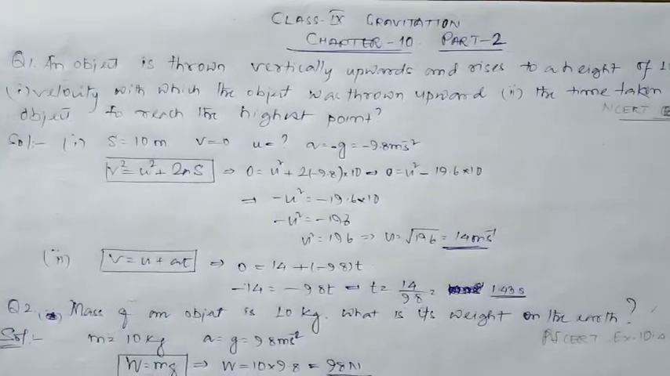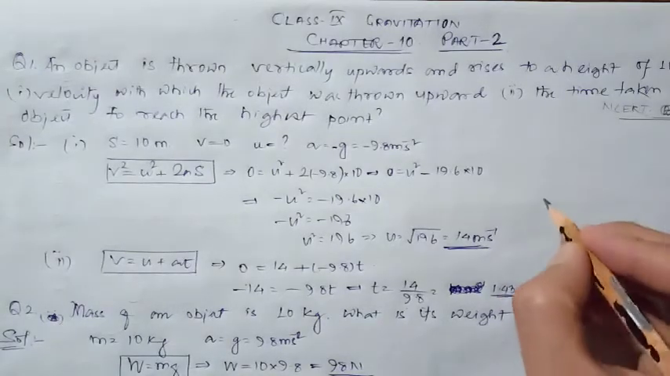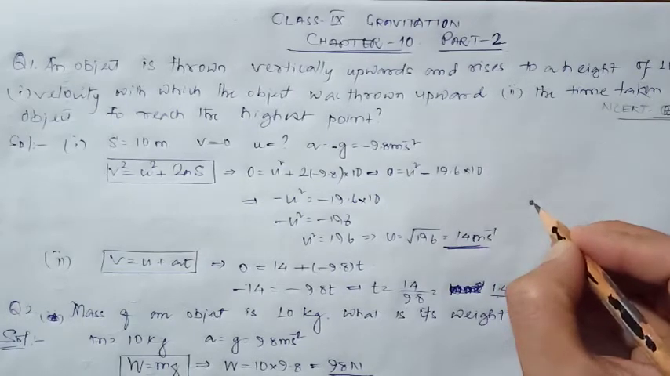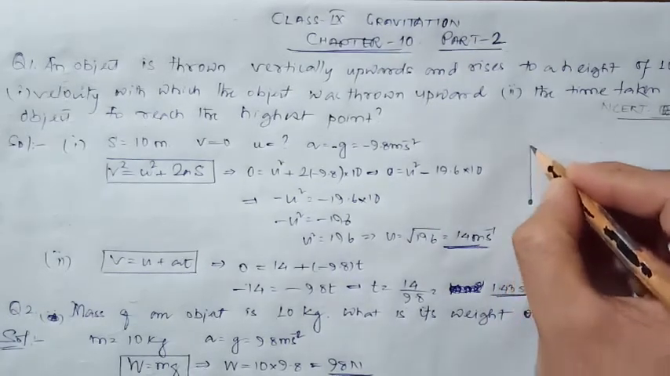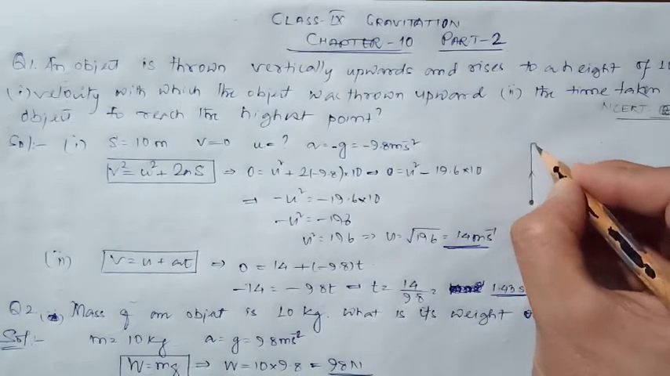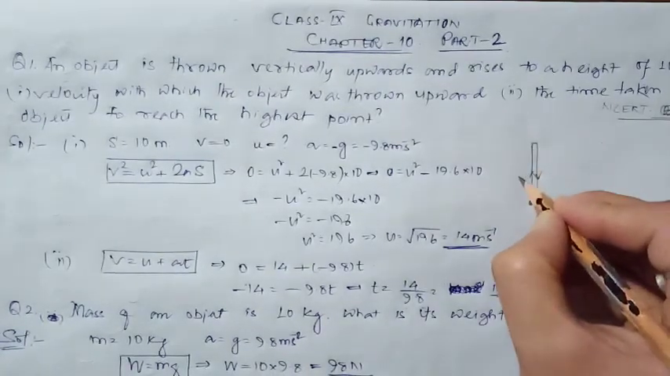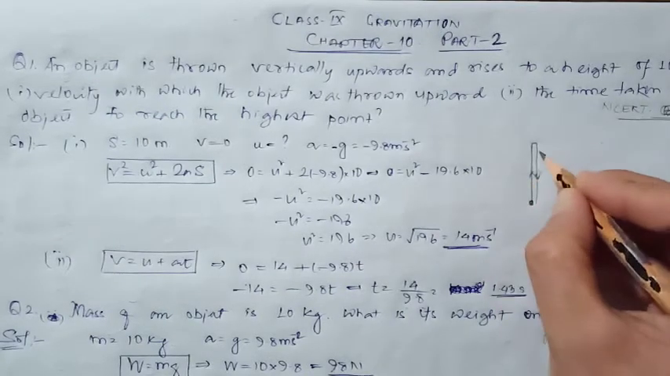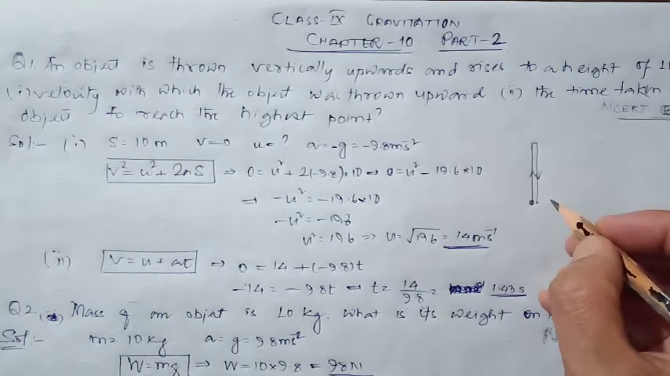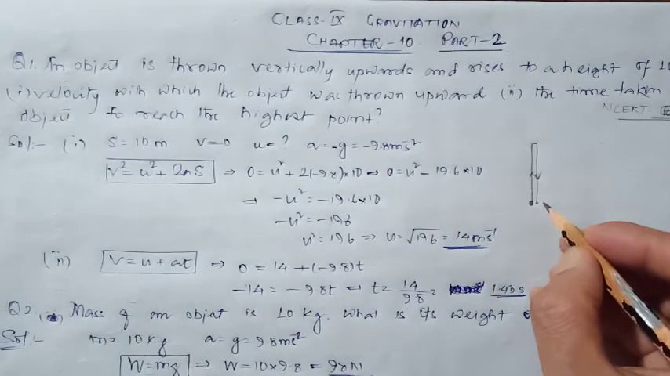Now let's understand, students, what this problem says. An object is thrown vertically upward. Suppose I have a ball. This ball is thrown vertically upward. So this ball will go upward, and after attaining a certain height, the ball will return back. When this body goes upward, its velocity decreases. And when this body comes downward, its velocity increases. That means the body accelerates. When the body goes upward, it decelerates, and when the body comes downward, it accelerates.